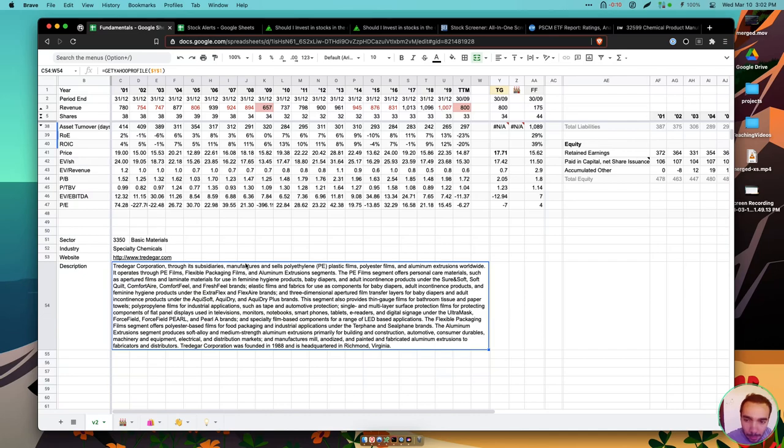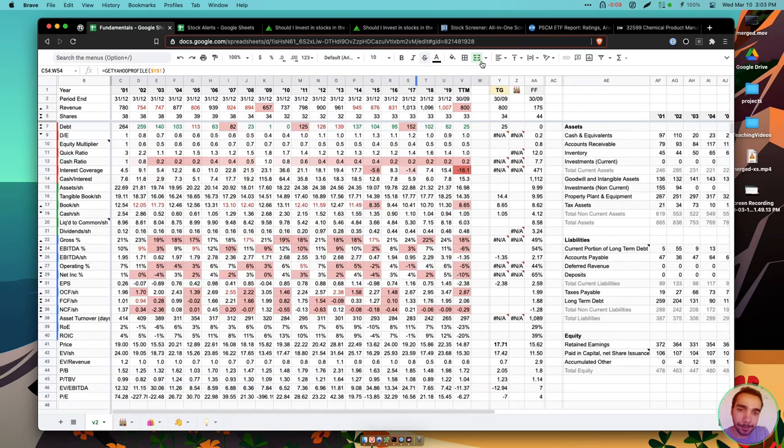Tredegar. Manufactures and sells polyethylene plastic films, polyester films, aluminum extrusions. Okay, all right. Whatever makes you happy. Adult incontinence. Adult diapers. Insurance soft, comfort, feel, extra flex. Bathroom tissue. Industrial applications as well. E-readers. Okay, let's take a look.